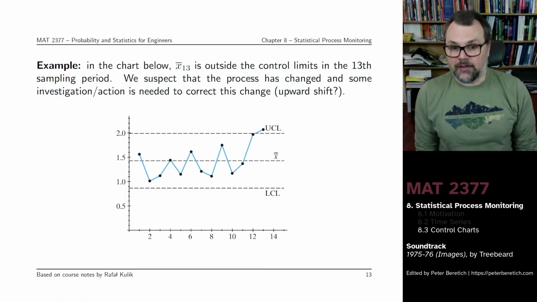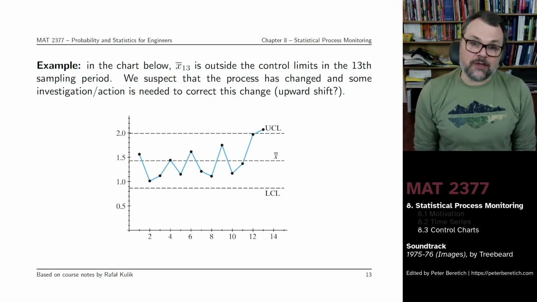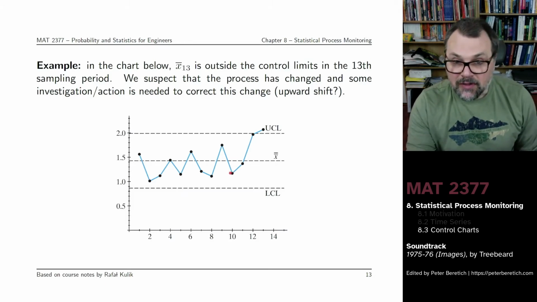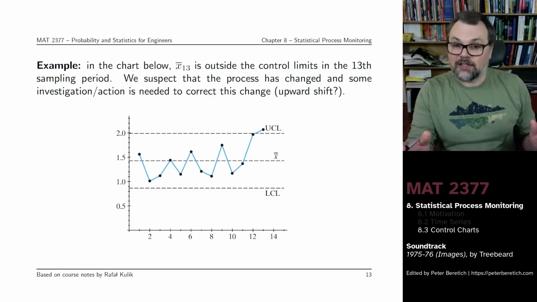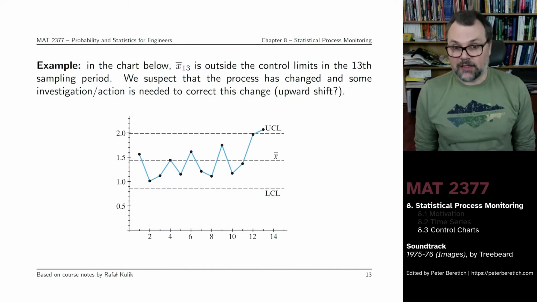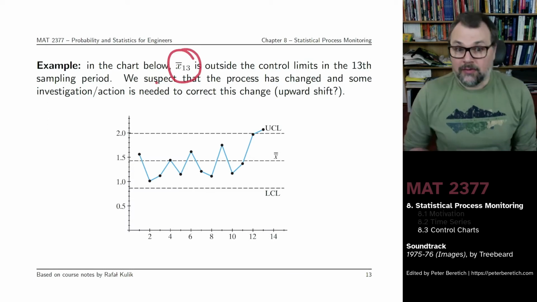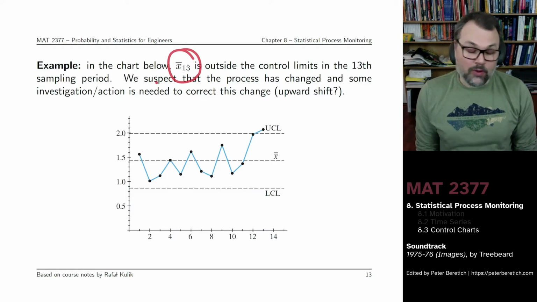Look at this example here. The sample mean at the 13th location, or 13th timestamp, is outside the control limits at that point. Now, that would make you suspect that the process has changed, and perhaps some investigation, some action is needed to correct the change. It certainly seems as though there's a little bit of an upward shift here. Now, it could very well turn out that, look, this is just caused by some common cause. There isn't a special cause at play. But this value here of the sample mean for all of the observations, 13th index, tells us that it's worth investigating.